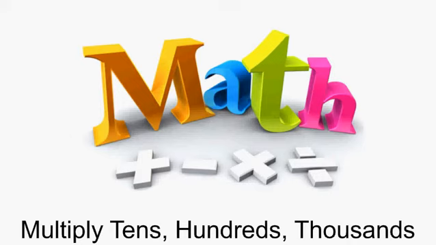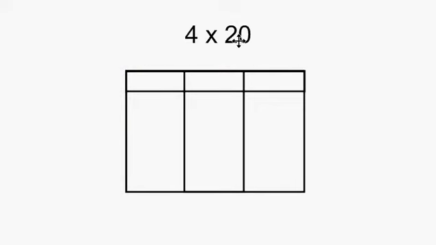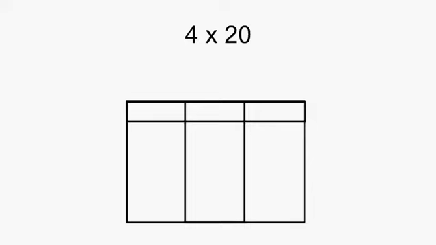Alright, hello everybody. Today we're going to be working on how to multiply tens, hundreds, and thousands. So let's just jump right to it. Here's our first problem. Our first problem says 4 times 20. When I think about 4 times 20, what I'm really thinking of is 4 times 2 tens.